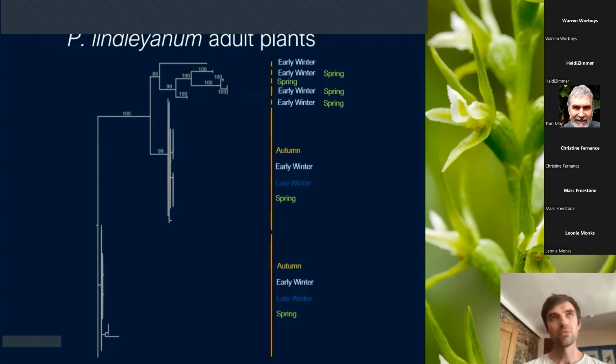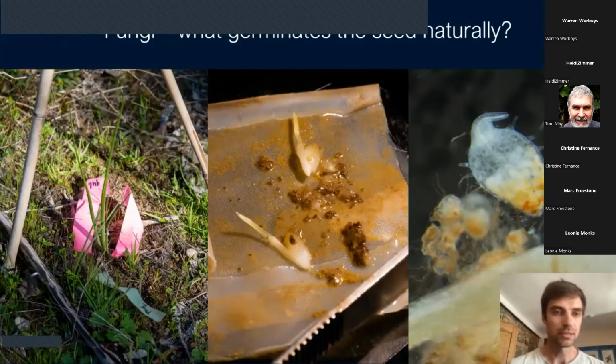We couldn't help but wonder which of these fungi species was involved in the germination process. To work that out, we made up some tea bags, glorified tea bags really, filled them with orchid seed and buried them around the base of the wild plants in autumn.